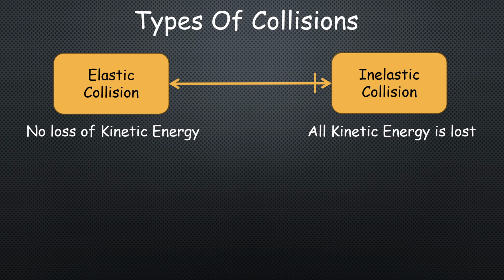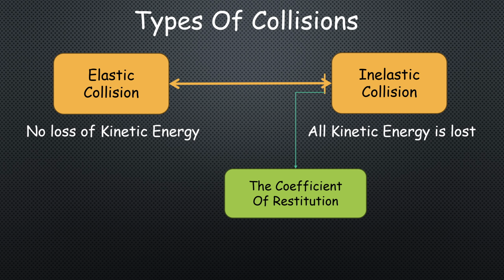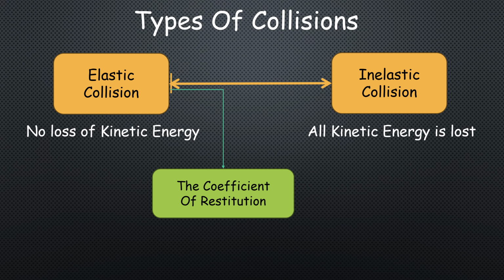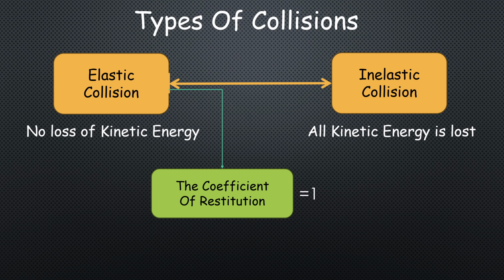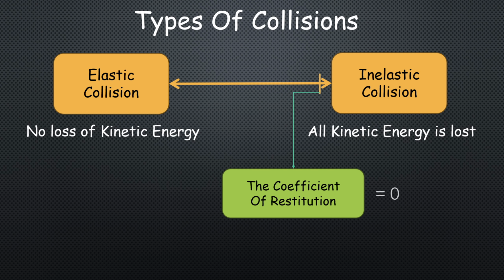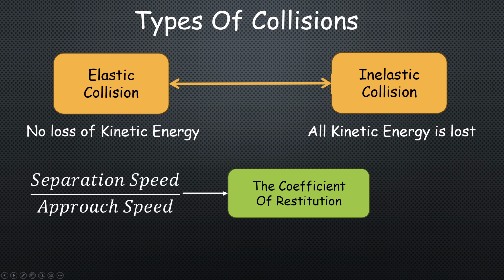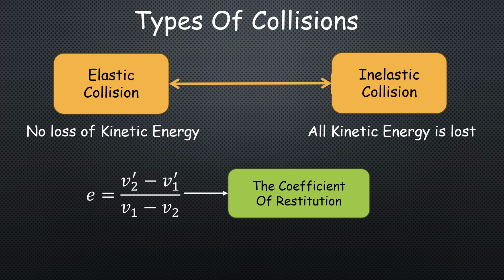Along the spectrum between the two extreme cases of the perfectly elastic and perfectly inelastic collisions, there are infinite cases where some energy is lost, but the objects don't stick together. This brings us to the concept of the coefficient of restitution. This coefficient measures how bouncy the collision is. It goes between 1 for the perfectly elastic and 0 for the perfectly inelastic. It is basically the ratio between how fast the objects separate after the collision and how fast they were approaching before the collision. The equation is as follows.